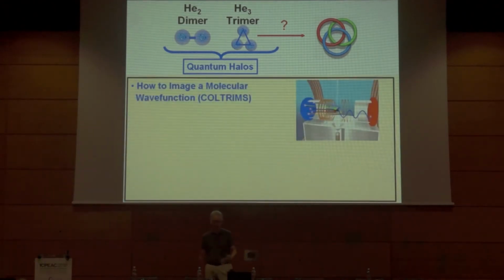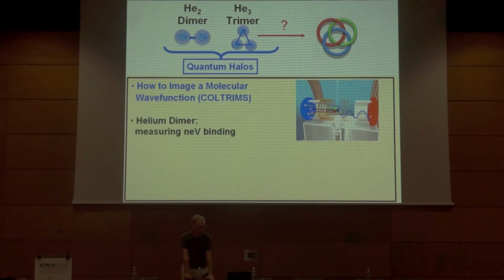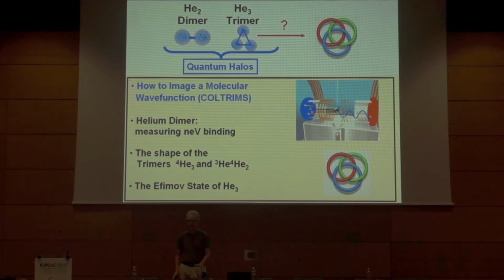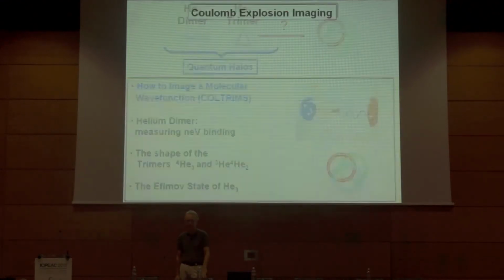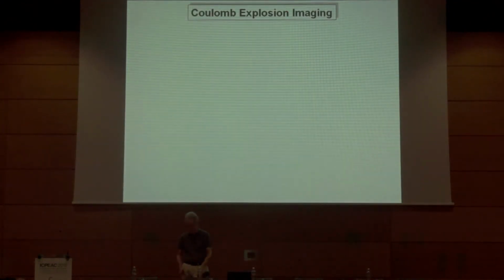So here's an outline. The first thing is experimentally, how do we do that? Then what is special about 2 helium atoms, what is special about 3 helium atoms, and finally, what is an Efimov state and what does an image of an Efimov state look like? So here's the tool. The experimental tool to see a wave function, a molecular wave function, is very old.